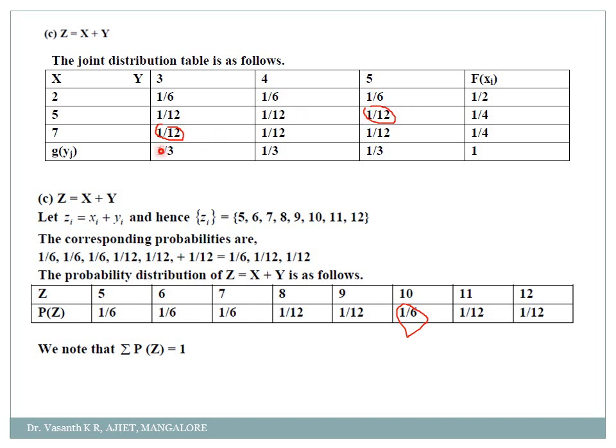Just check properly, my dear students. I have marked it. So 10, the chances of getting 10 here is 7 plus 3, 10. Its probability is 1 by 12. I have put it in red color mark. Then again 5 plus 5 is 10. Again its probability is 1 by 12.